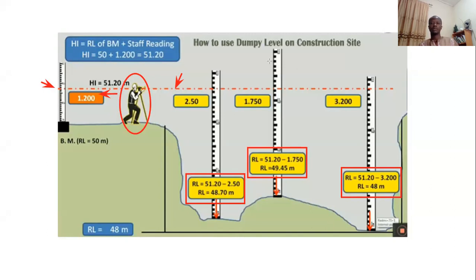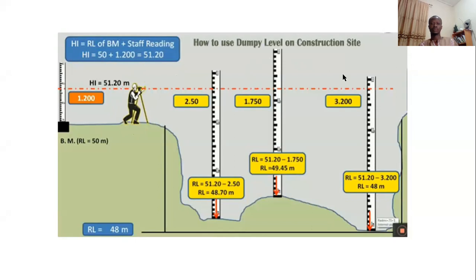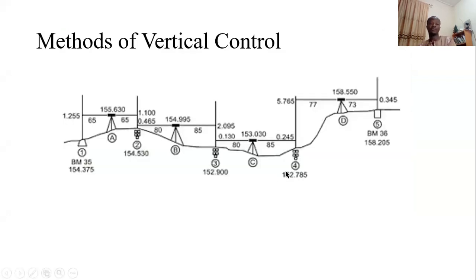Okay. All right, great. So here we go. Let's go to the next one. So here too, you can see another scheme. We're doing leveling here. You read a value, 1.255. Benchmark has a height of 154. So what would be the height of the instrument? You see, this is like a question.